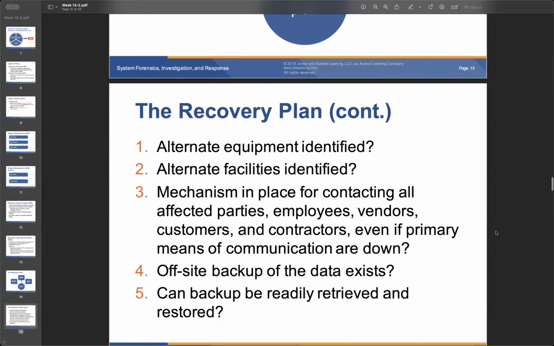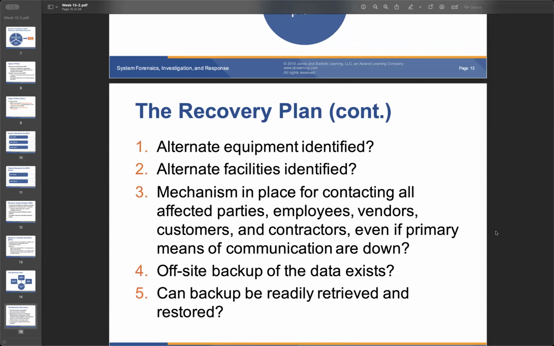So right here, we may be asked some certain questions for creating a plan. Are alternate equipment identified? It's possible, or some facilities. Can we identify an alternate facility? And maybe we are also looking for some mechanism in place for contacting all the affected parties: employees, vendors, customers, contractors, or all the parties involved. Even primary means of communication are done. So we have a mechanism to inform all the affected parties, right? But if this communication method is down, then what happens? What's the backup plan? We also need to think about that.